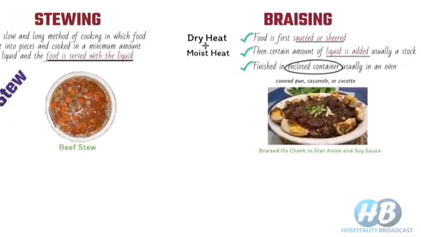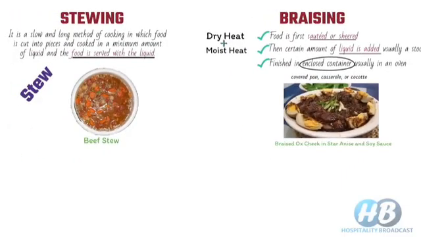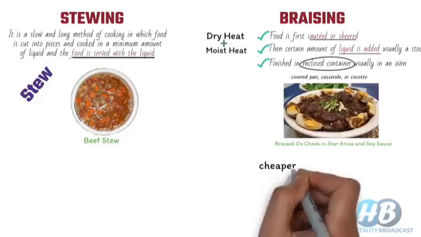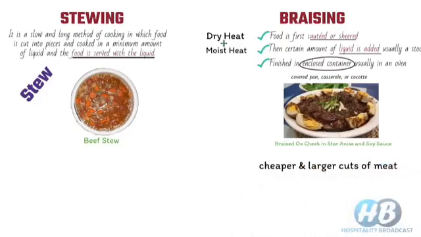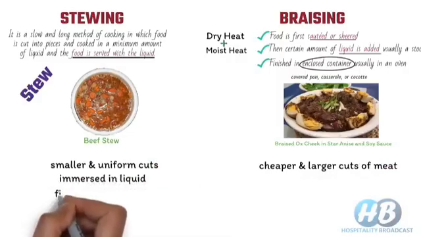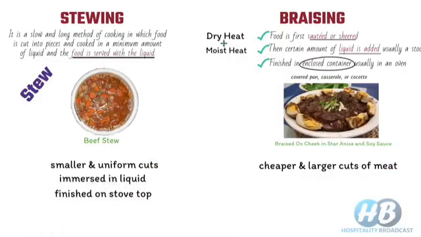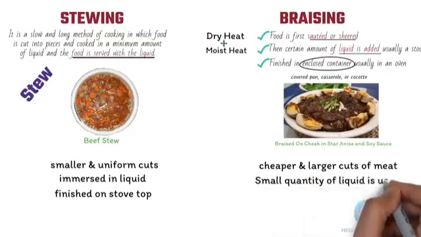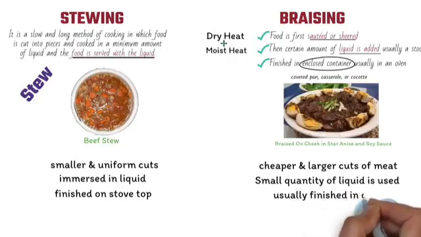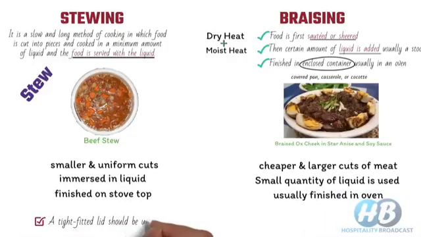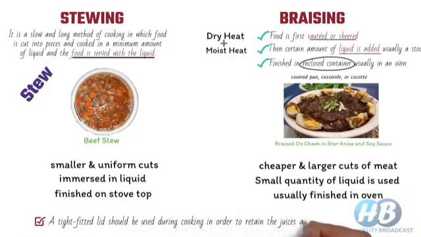Now, what is the difference between braising and stewing? The key difference is the cuts of the meat. In braising, we use cheaper and larger cuts of meat, while in stewing, smaller and uniform cuts are used. In stewing, meat cuts are totally immersed in liquid and finished on the stove top. In braising, a small quantity of liquid is used which is reduced further, and braising is usually finished in the oven. Please note, in both cases, a tight fitted lid should be used during cooking to retain the juices and flavors.